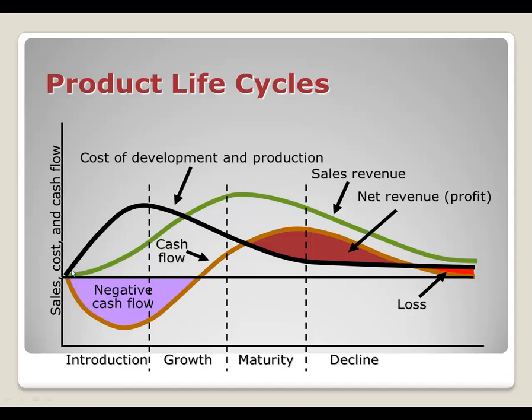So at the beginning, we have lots of cost of development and production, and we have less sales. That's why we have negative cash flow, then the break even point, and then we start to gain money in this area. Once it declines, again, you have to be careful. Once it declines, we go into the loss area, which is in red here.